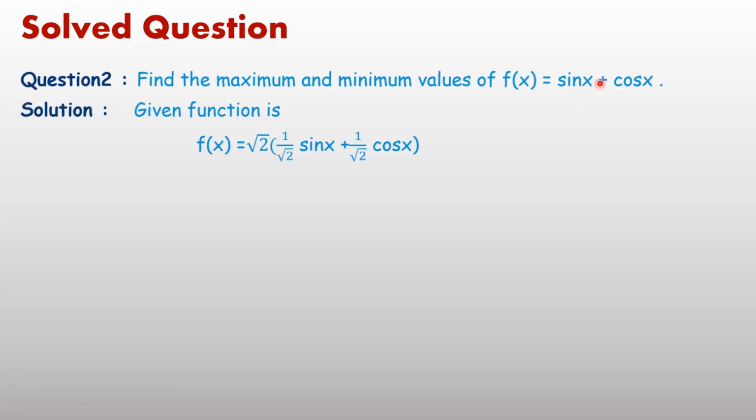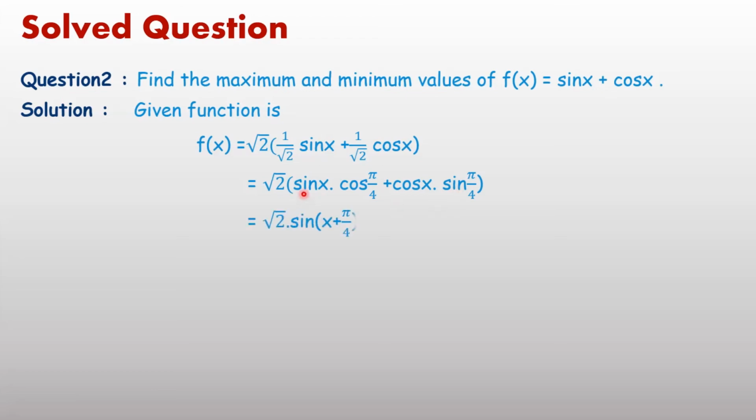f(x) is given as sin x + cos x. Multiply by √2 and divide by √2. So √2 taken common. Inside the bracket, (1/√2) sin x + (1/√2) cos x. 1/√2 we can write as cos π/4. So for sin x, in place of 1/√2 write cos π/4, plus for cos x, in place of 1/√2 write sin π/4, because sin π/4 equals cos π/4 equals 1/√2.